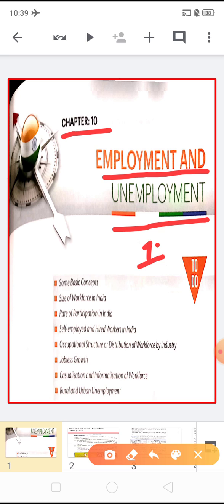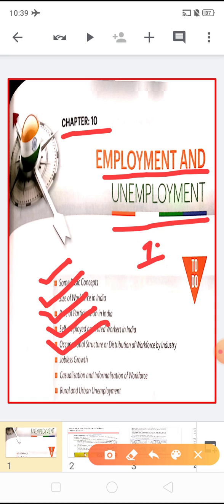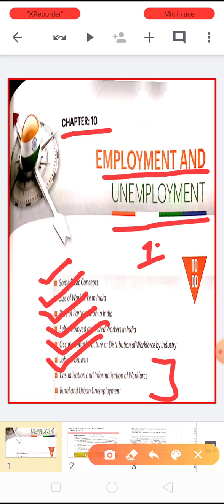We are going to learn first some basic concepts of employment and unemployment. In this topic, we are going to learn what employment and unemployment are and their various types. Then we are going to learn the size of the workforce in India, the rate of participation in India, self-employed and hired workers, the occupational structure or distribution of workforce by industry, and jobless growth. The remaining two topics we are going to learn in the next video. So children, let us start with the first topic, the introduction of employment and unemployment.